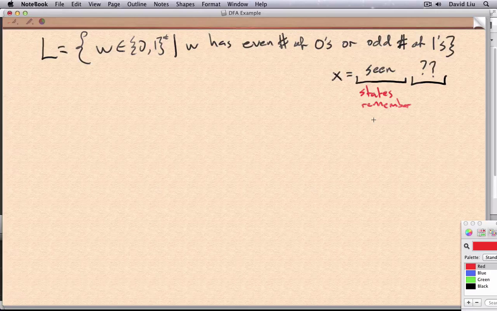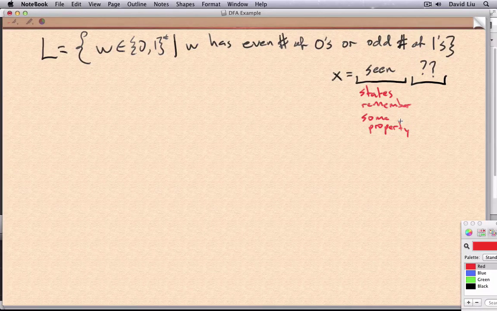The real question when designing DFAs is, what do they actually need to remember about the string? Do they need to remember every character that's been seen so far? Usually not. Usually it's enough that the states just remember some property about the string that's been seen so far. And we formalize these properties using state invariants.